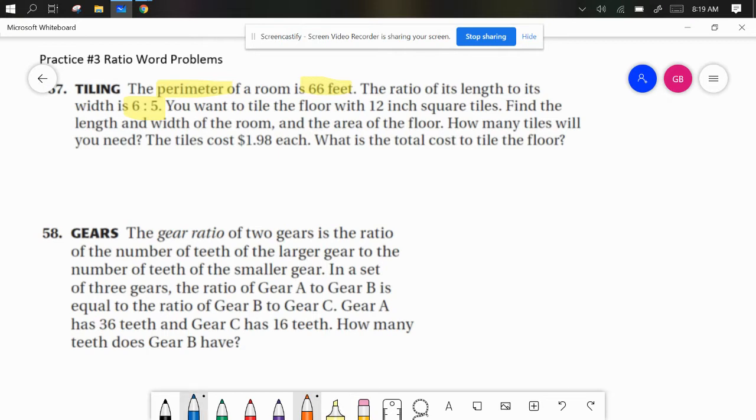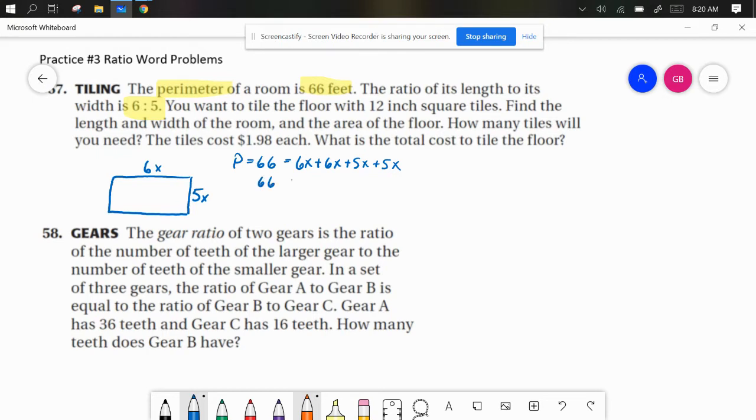All right, so first let's find the length and the width. They gave us the ratio of 6 to 5. So the length and the width is 6x and 5x. We need to figure out what x is so we get the actual length and width. We know that perimeter is 66. So in order to get 66, we need to add up all four sides: 6x plus 6x plus 5x plus 5x.